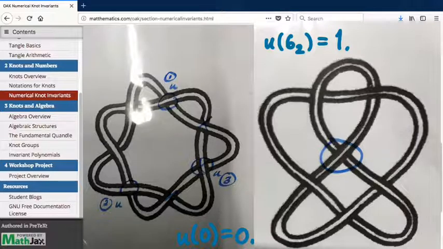All right, so that one we know for sure then that the unknotting number of 6,2 is equal to 1, because you found specifically an example of a crossing that can be undone in order to make that happen.